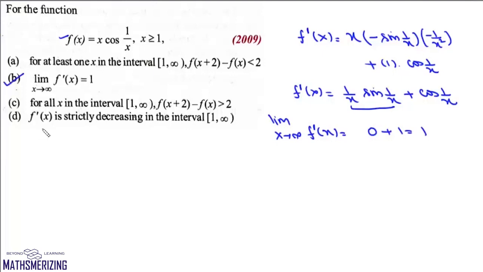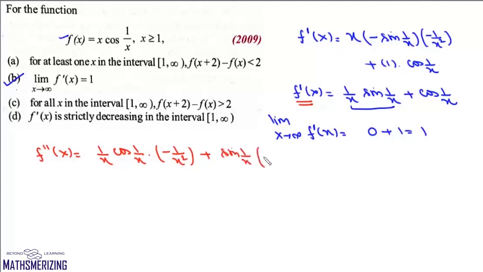Now next we'll come to this option D, where we need to find whether f'(x) is strictly decreasing in this interval. What we'll do is we'll differentiate this function again. We'll write f''(x) and it'll be (1 by x) cos(1 by x) minus 1 upon x square, plus sine(1 by x) as it is, and then minus 1 upon x square, and then minus sine(1 upon x) and minus 1 upon x square.